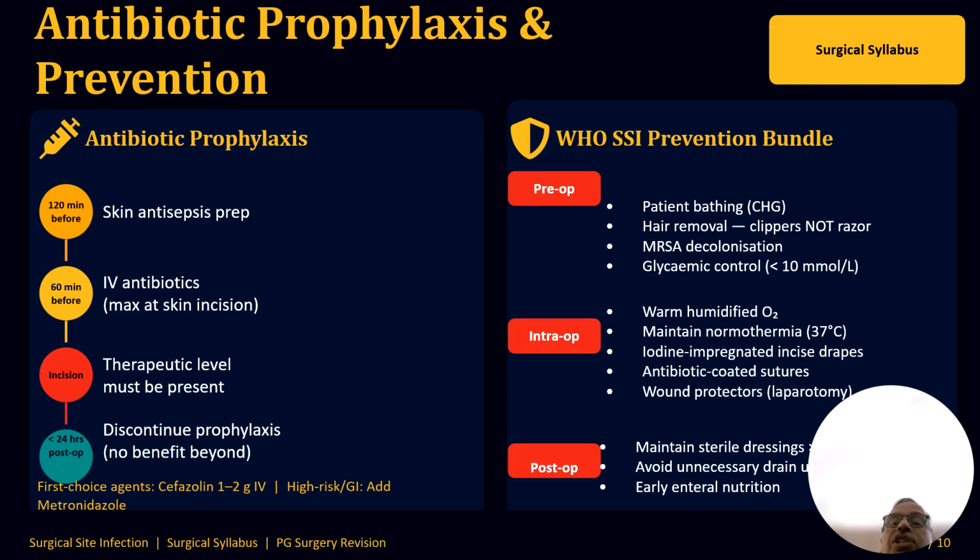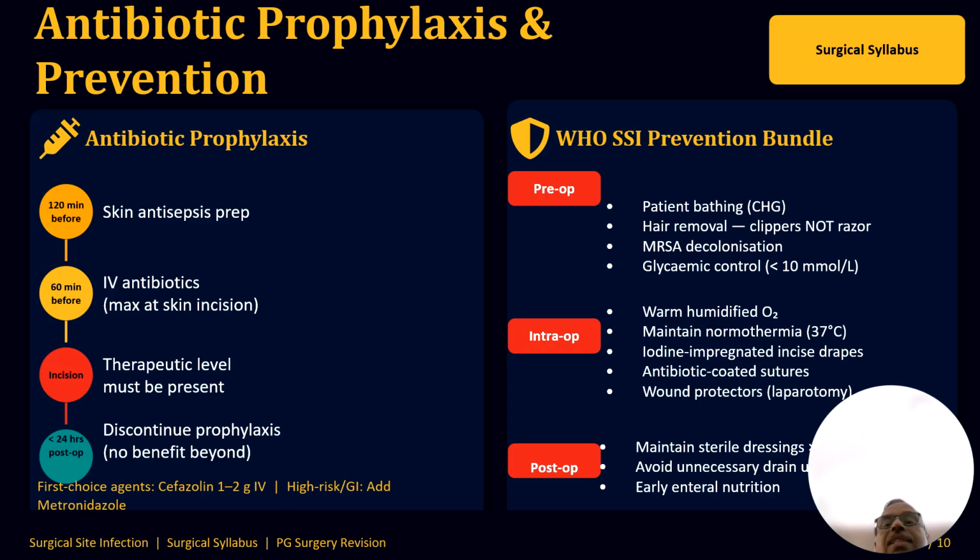For MRSA decolonization, a nasal swab should be taken and patients should be treated accordingly. Any patients who have diabetes should undergo adequate glycemic control, and HbA1c should be kept under control. During surgery, warm humidified oxygen should be given. Maintain normothermia. We have already seen that hypothermia would prolong the chances of SSI. So 37 degrees is ideal.